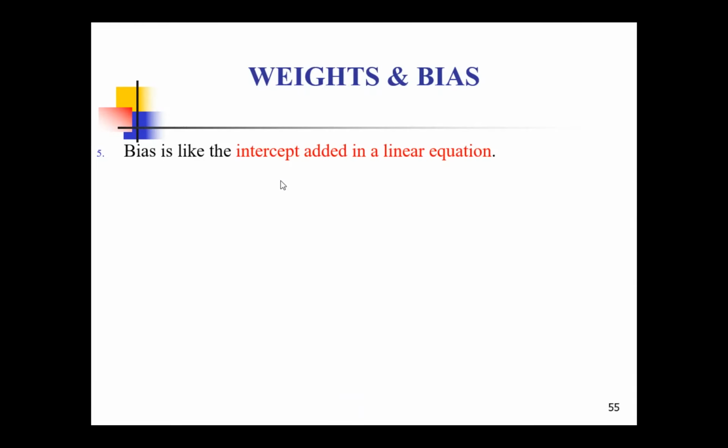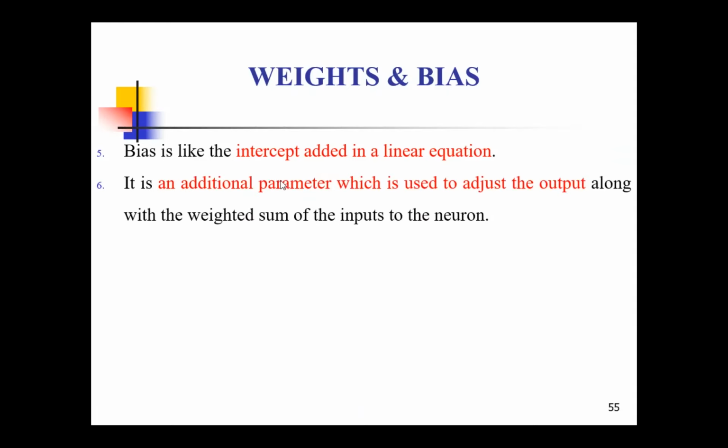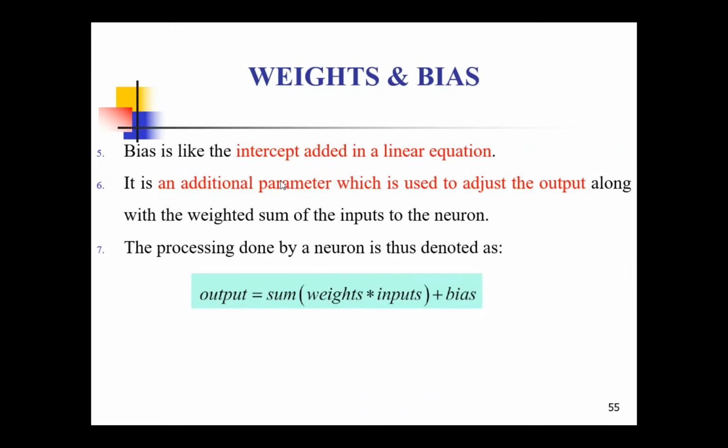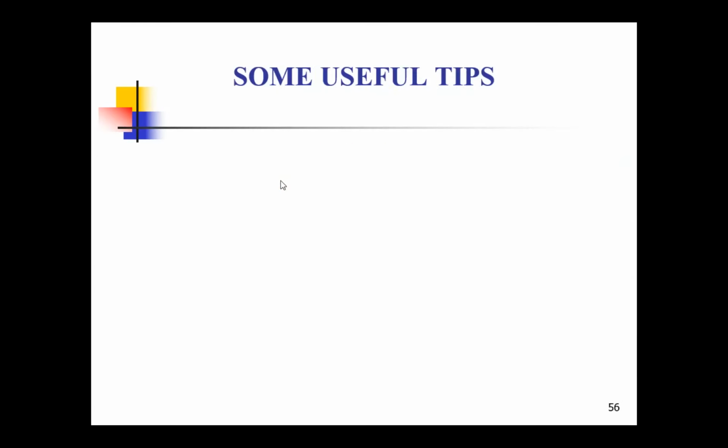Here m is a slope. Similarly, the weight is nothing but a slope, and the bias is nothing but an intercept, as in the case of a linear equation. The bias is an additional parameter which adjusts the output along with the weights that we provide with the input variables. So the output is equal to the sum of weights into input variables plus the bias.